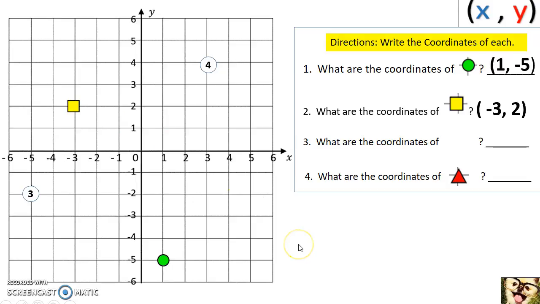All right, now it's your turn for number 3. Right over there, we have the blue pentagon, excuse me. What are the coordinates of that blue shape there? And then number 4, what are the coordinates of the red triangle?